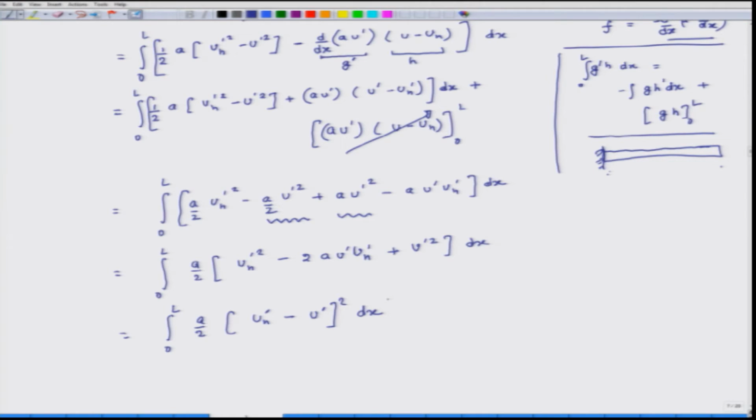square dx. Now, a is more than 0. We assume it because, what is a in context of the bar thing? It is E times cross sectional area. E is positive, cross sectional area is positive. So, a is always positive, and this entire thing, not the thing inside the bracket, will always be positive because even if the term inside the bracket is negative, it is raised to the power of 2. So, it will always be positive.